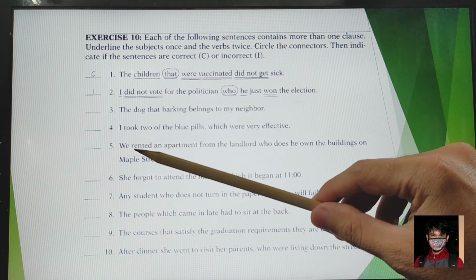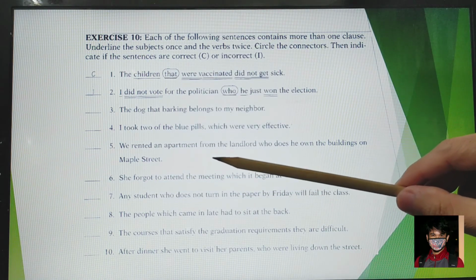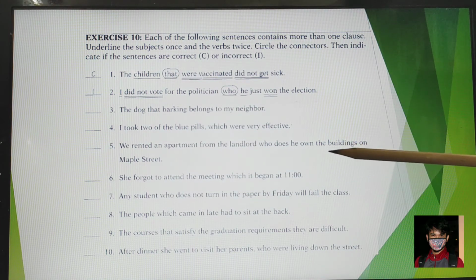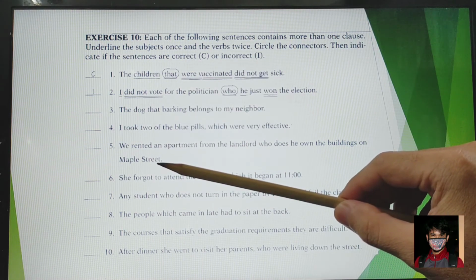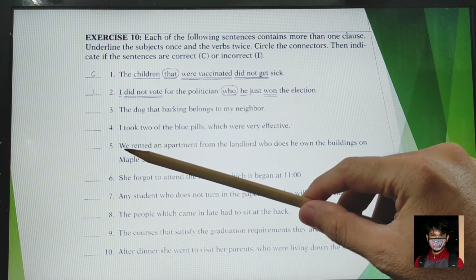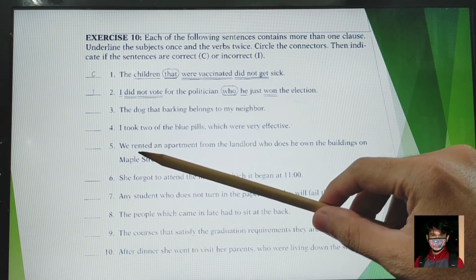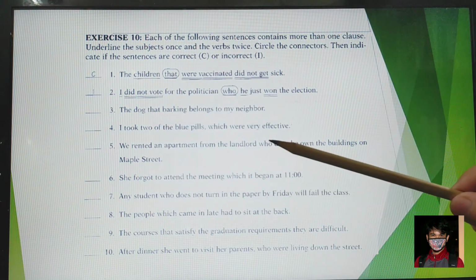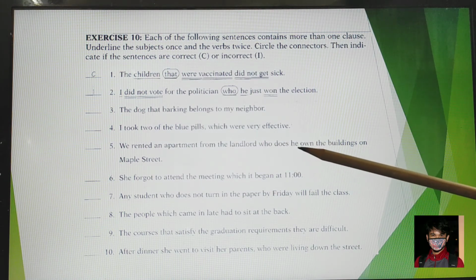Next, number 5. For number 5, we rented an apartment from the landlord who does he own the buildings on the Maple Street. We could try to identify which one is the subject here. Of course, the subject is this one, we. What makes it correct or incorrect? Find out the adjective connector. Who, and then does he. Is the structure correct or incorrect?